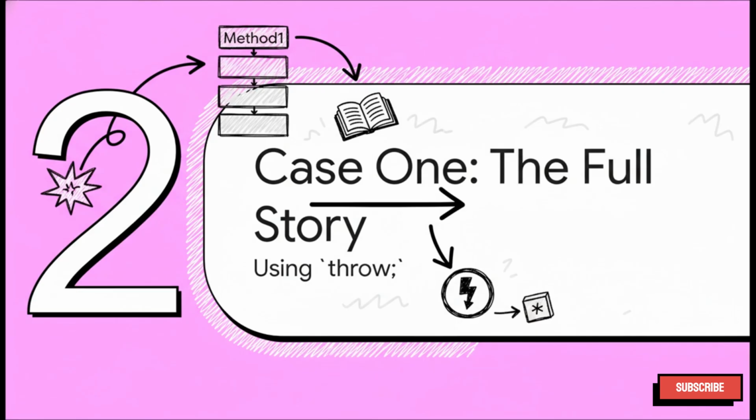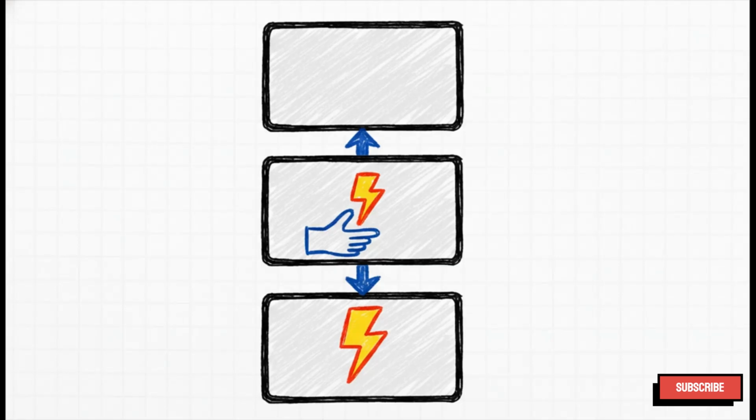Okay, first up, let's look at case 1. This is the right way to do it. We're going to catch that exception in method 1 and then rethrow it using just the plain throw keyword. So look inside the catch block for method 1. All we have is that one line, throw. That's it. This basically tells the program, hey, I see there's a problem here. I'm not going to touch it. Just pass it up the chain exactly as it is.